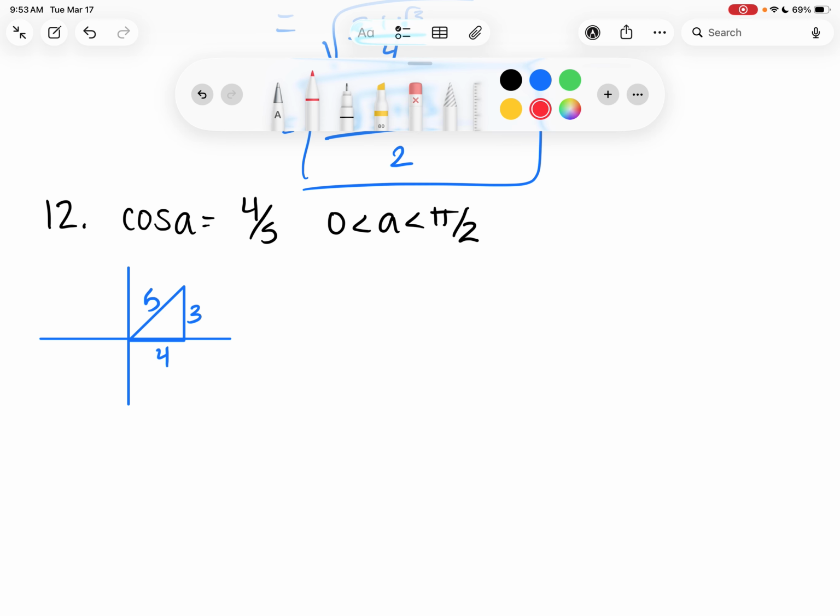So what I need to do is write down what the sine of a is. I already know what the cosine of a is, which is 4 over 5. And then the tangent of a. I don't necessarily need that one, but I write it anyway. So what's the sine of a?